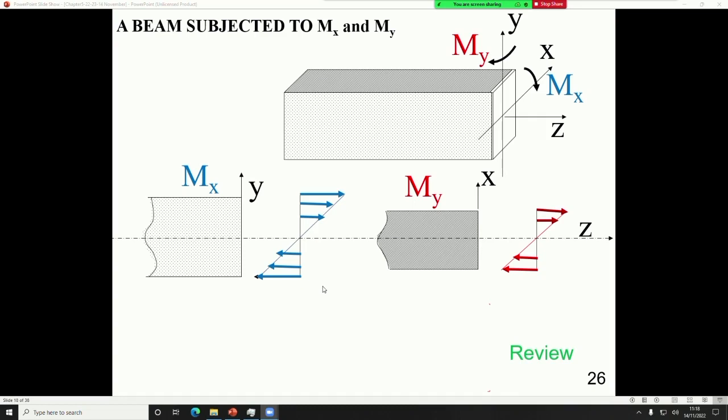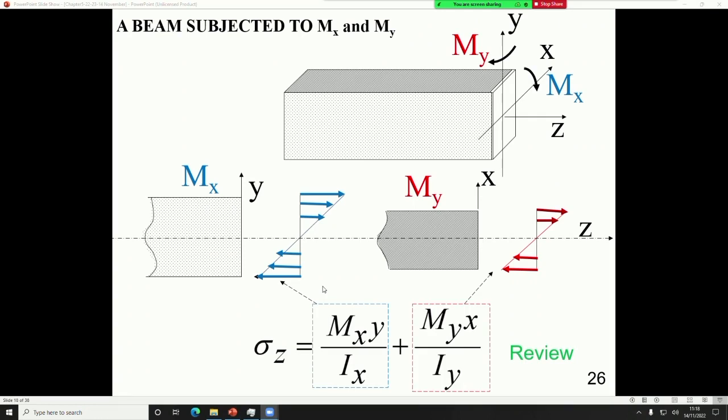So from the first case, this is a normal stress coming from Mx and the second moment of area Ix. From the other one, I have My x divided by Iy, but because the stresses are in the same direction, I'm allowed to add them up. So I repeat, the moments are in different planes, the forces are in different planes, but in terms of the normal stresses applied to the cross section, the stresses are in the same direction, so we are allowed to add them up. Any question or questions with regard to this slide?